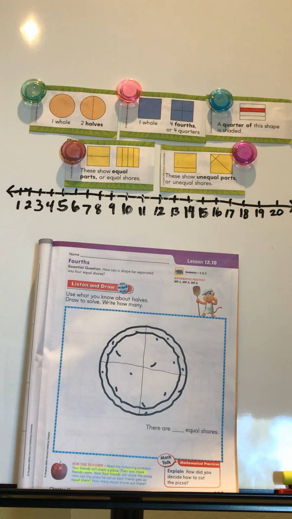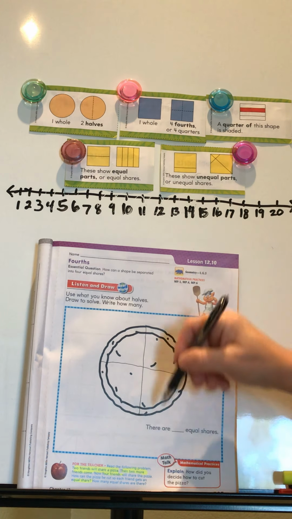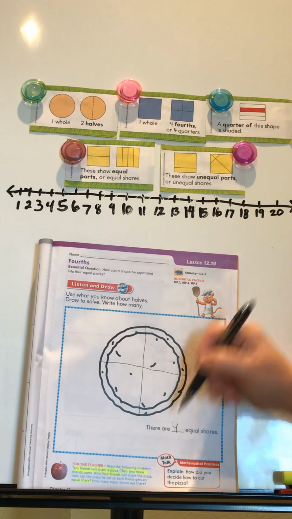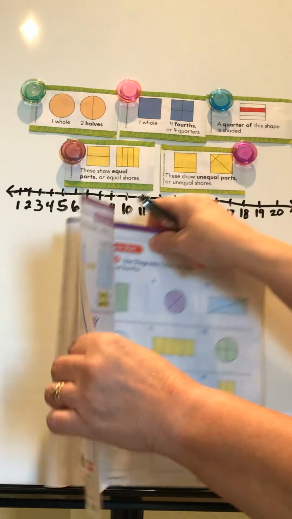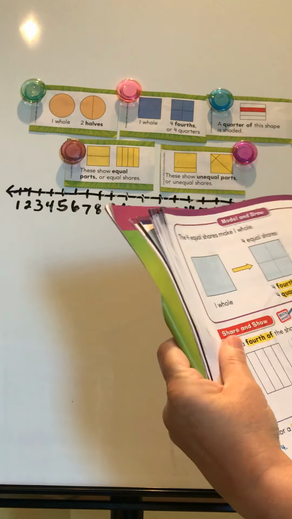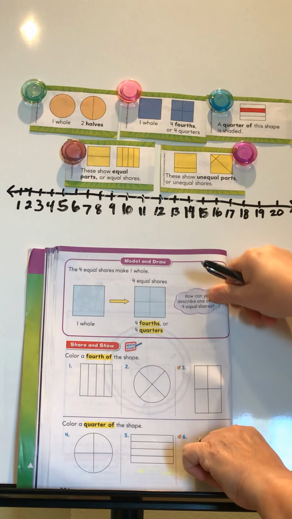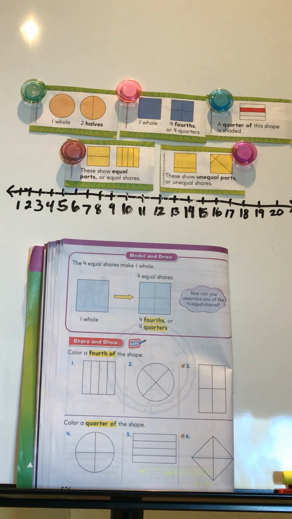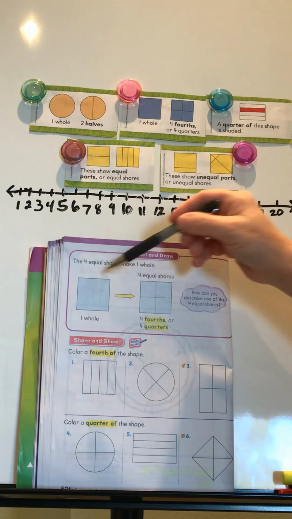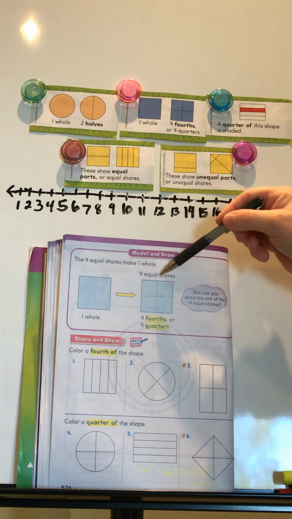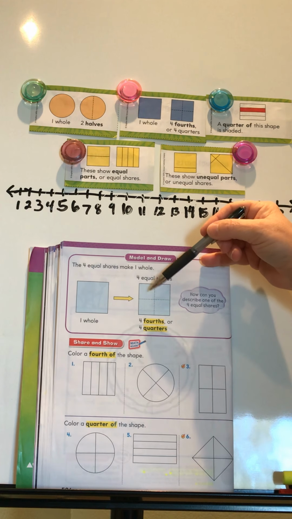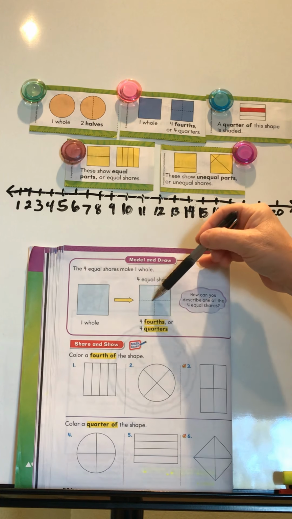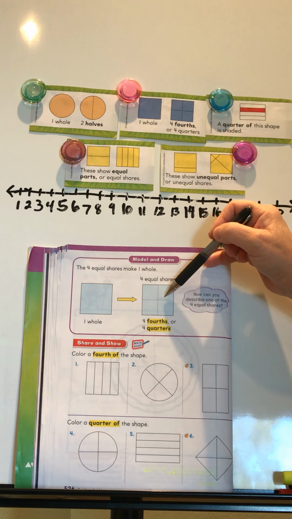So 4 equal shares. Okay, so how many equal shares are there? 1, 2, 3, 4. So we're going to write a 4 here. 4 equal parts or shares. All right, so we're going to be thinking about 4 equal parts today. So on page 526, we can see that this whole square has been divided into 4 equal parts, just like our pizza was. So each one of these parts is called a fourth.